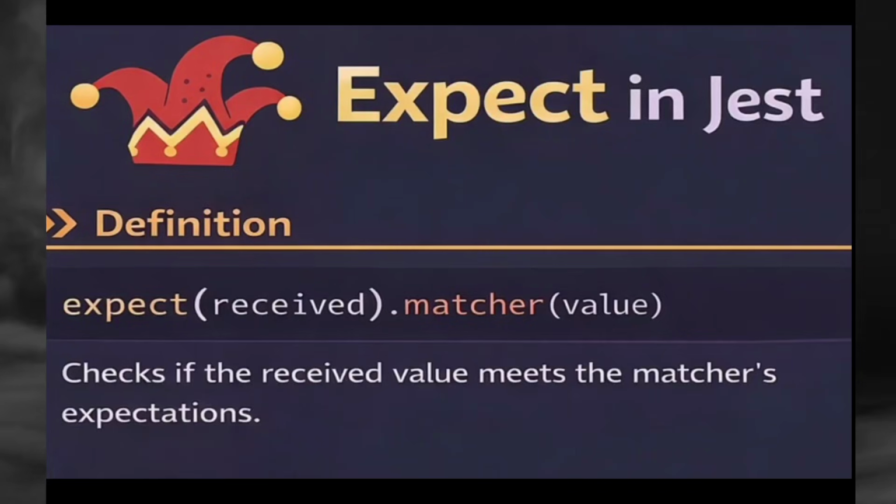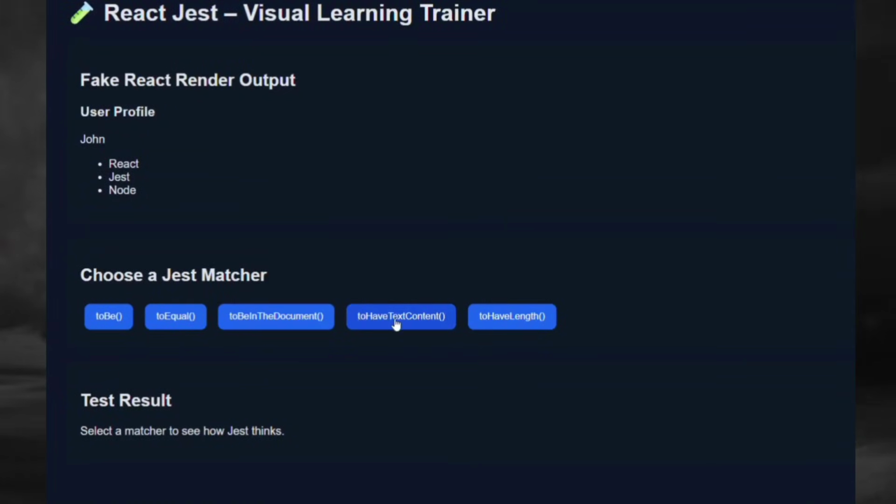After expect, you chain a matcher. Matchers are how Jest compares values. Each button on this screen represents one matcher. Now let's go through them one by one.